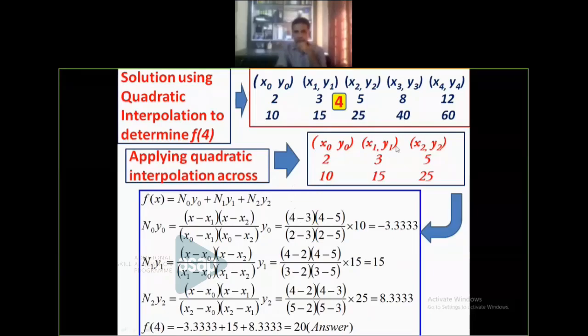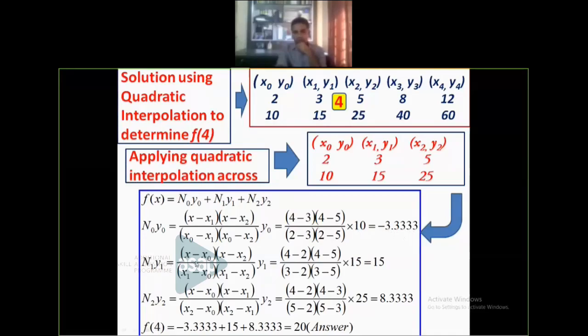4 minus 3, x1 value 3, and x value 4 minus x2 value 5. So this is x minus x1, the other is x minus x2, divided by x0 minus x1. What is the value of x0? 2. 2 minus 3, that is x0 minus x1. This is x0 minus x2, so we have 2 minus 3 and 2 minus 5. When you operate this, you get n0 value multiplied by y0, which is 10. So into 10, you get minus 3.3. This is the value.